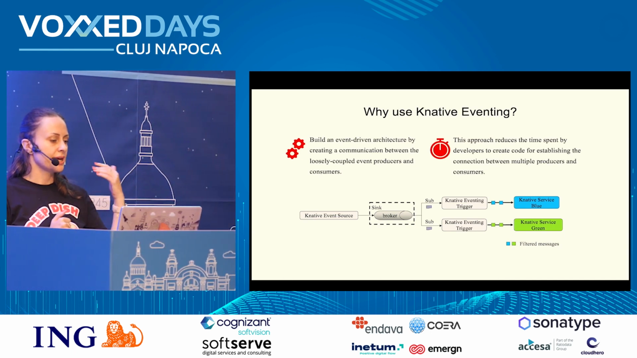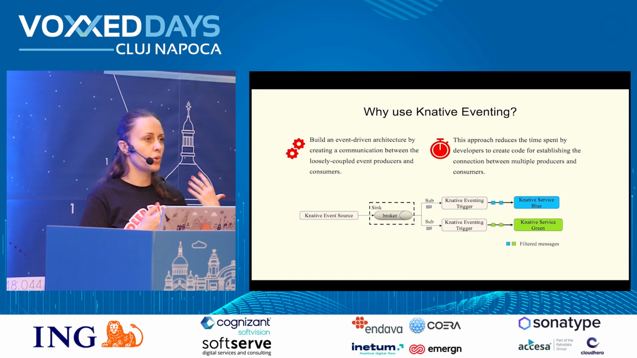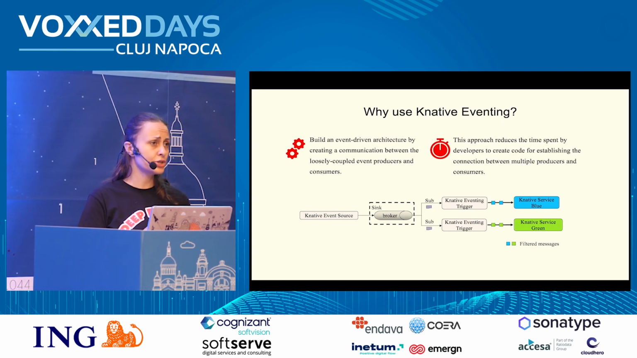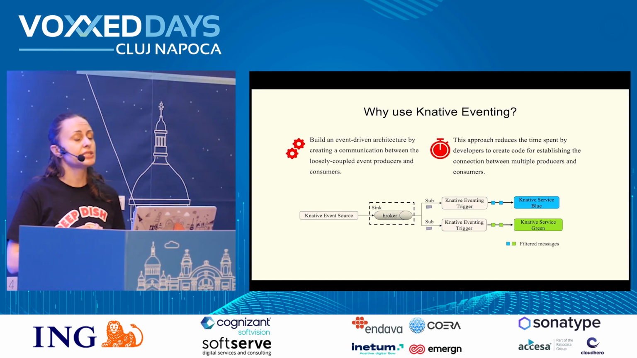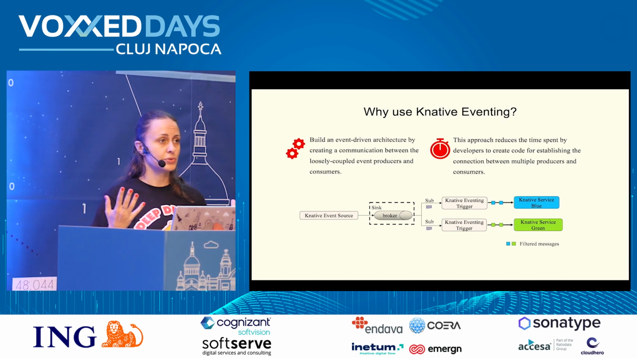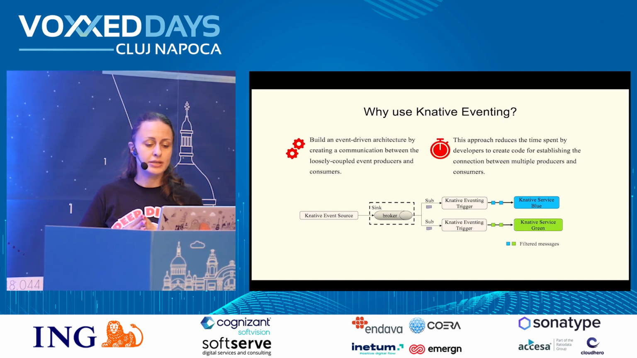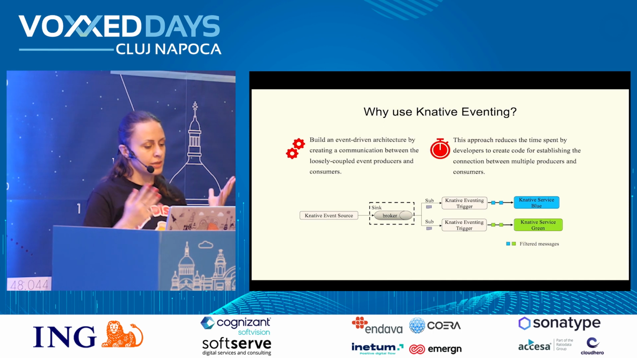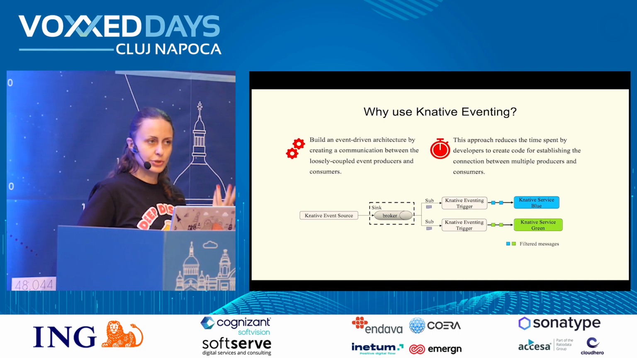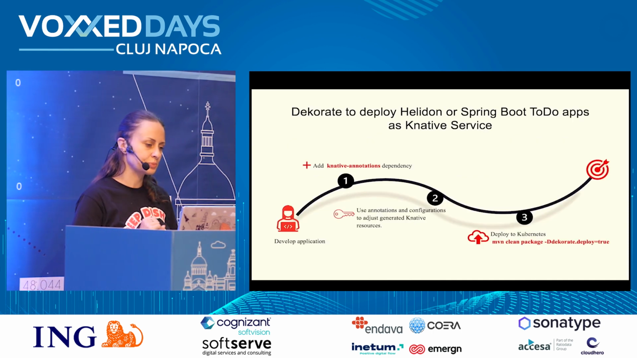So pretty much, Knative eventing is working with events that are put into a queue, and Knative is taking care of delivering those events to the consuming services, deployed as containers, of course.